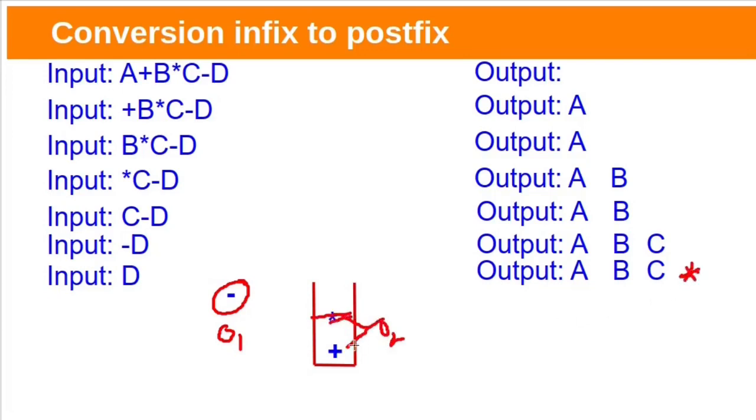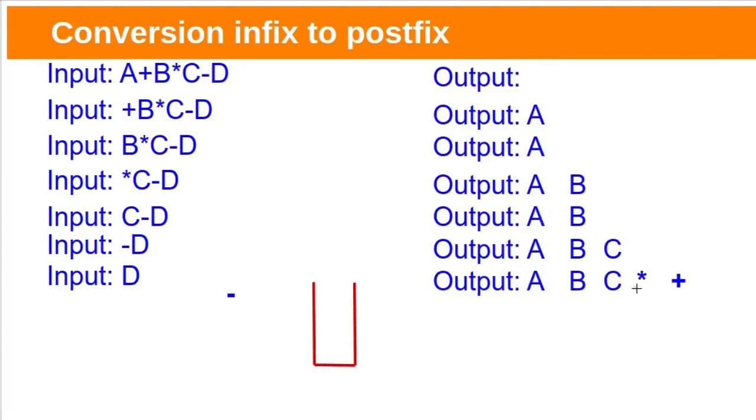Then at the top, this plus operator will be there. This plus also has the same priority as O1. So pop this plus operator from the stack and add it to the output. These two operators are added to the output. Now the stack is empty. We can push this operator O1 into the stack.